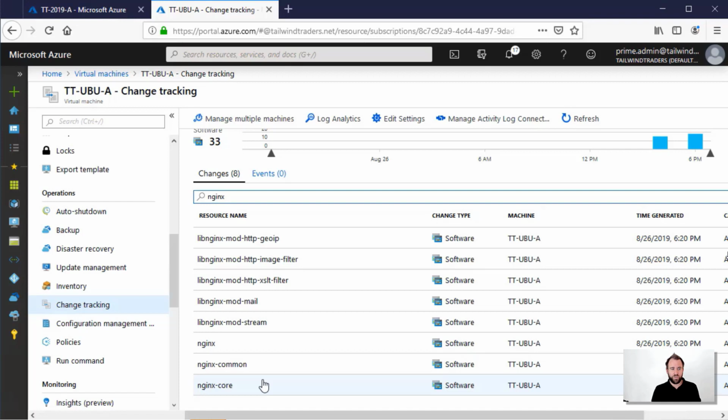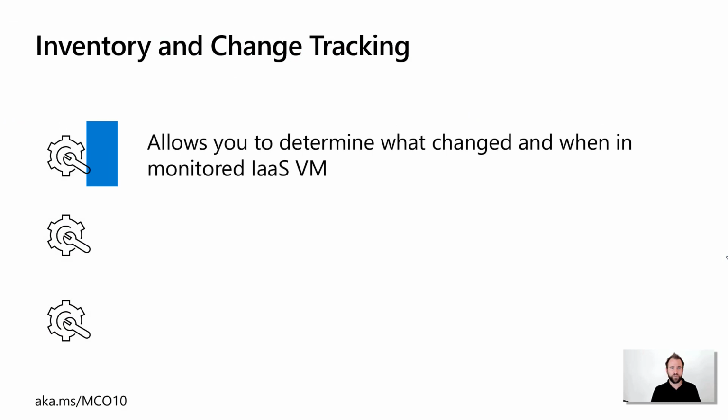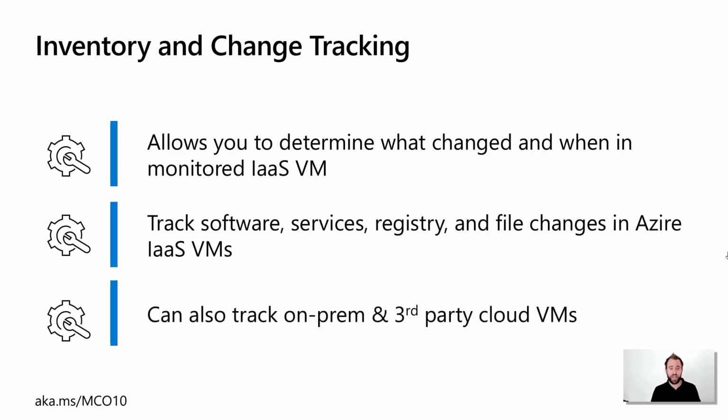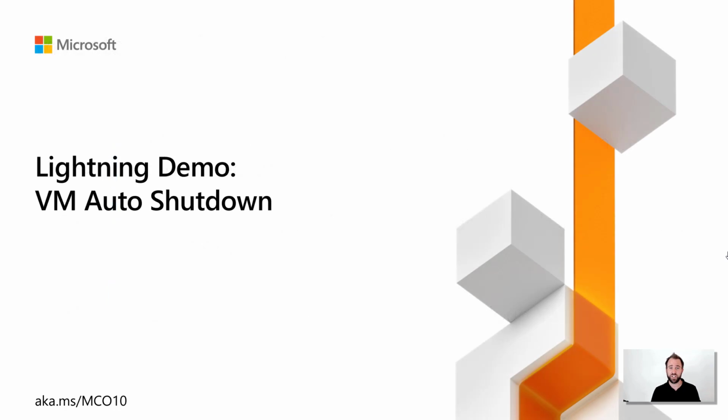And obviously I can also now go to the inventory and see that there as well if I wanted to. So that's inventory and change tracking. It basically allows us to determine where changes and when they were made to that VM. It tracks software, services, registries, and file changes for Azure VMs, and it can also track on-prem and third-party VMs which are running. So it's not just limited to Azure VMs. You can really do that for multiple sources as well.